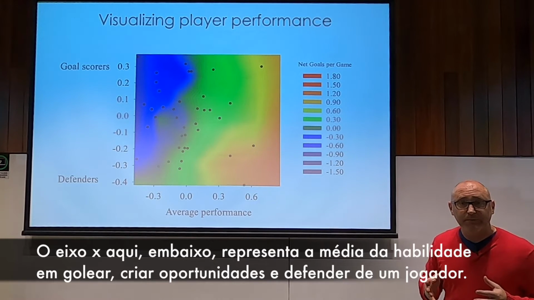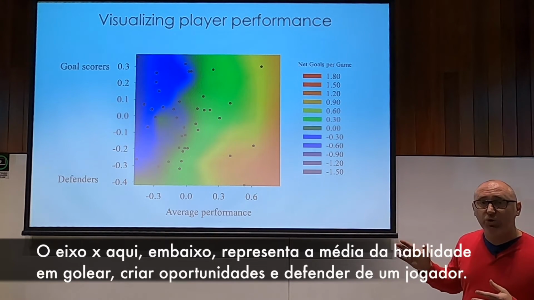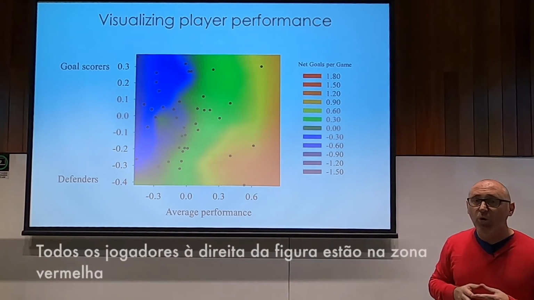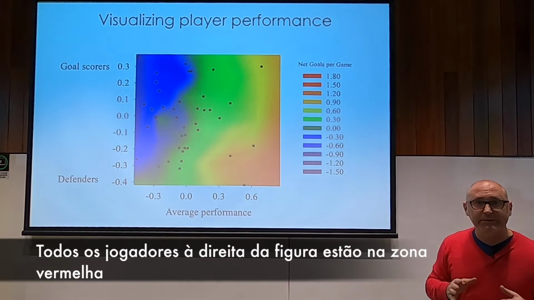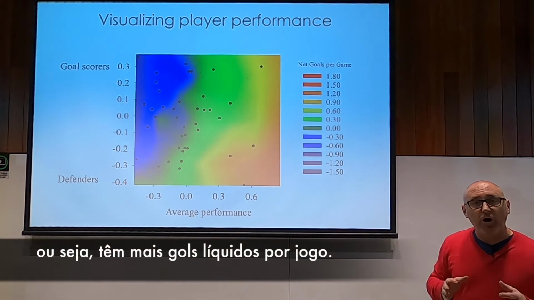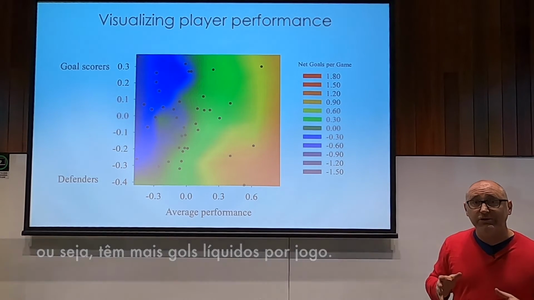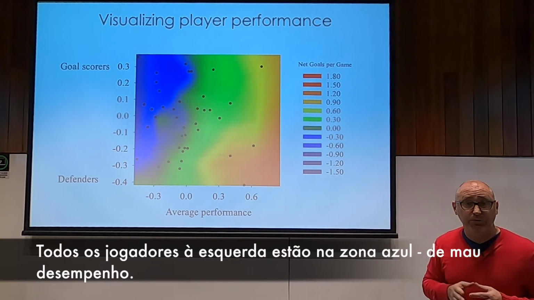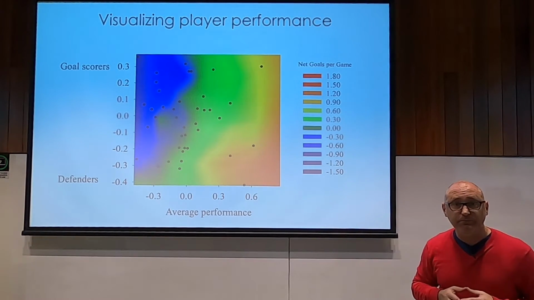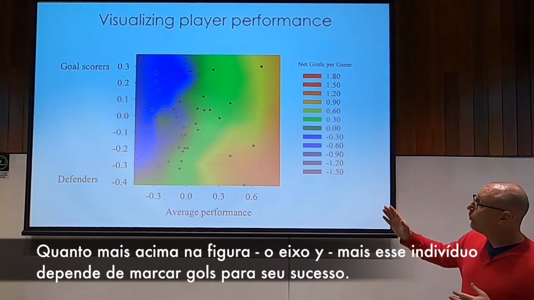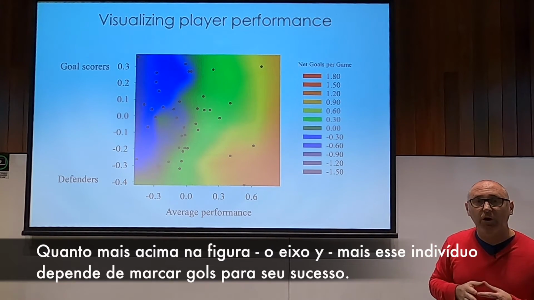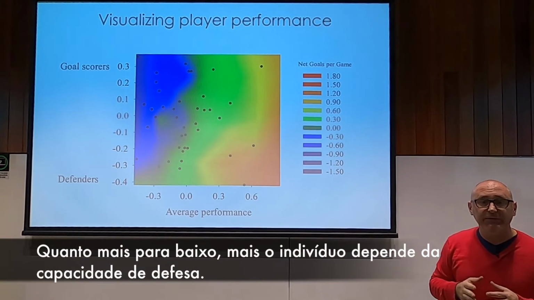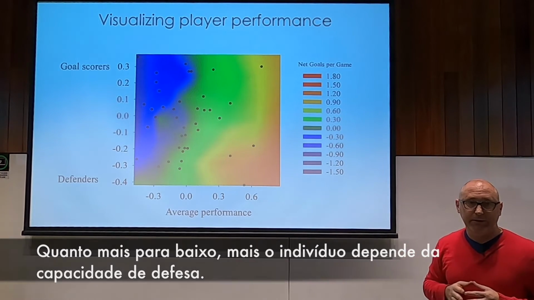The x-axis on the bottom represents the average scoring, creating, and defending ability of a player. All the players on the right of the plot are in the red zone. That is, they have a high net goals per game, our measure of overall success. All the players to the left are in the blue zone, a poor performance. The further up the plot, the y-axis, the more the individuals rely on goal scoring for their success. The further down the plot, the more the individuals rely on defending ability.